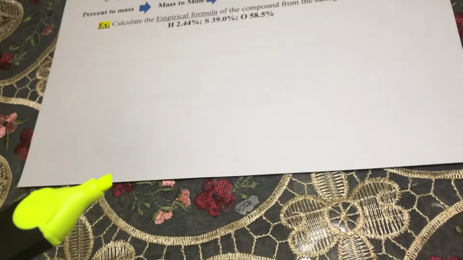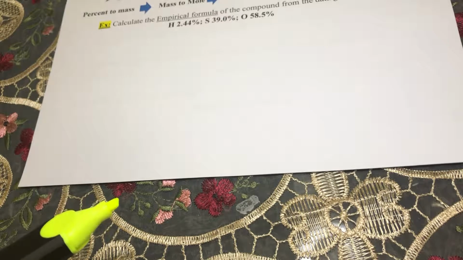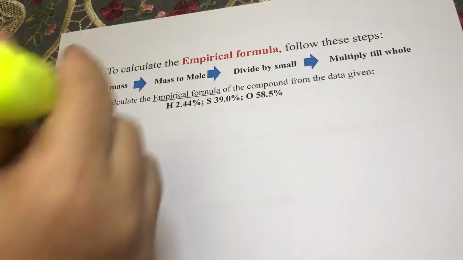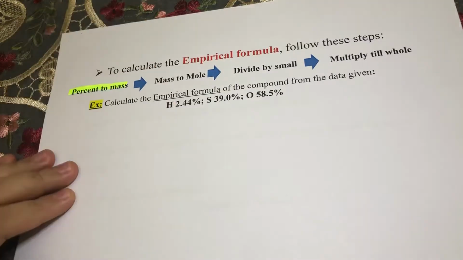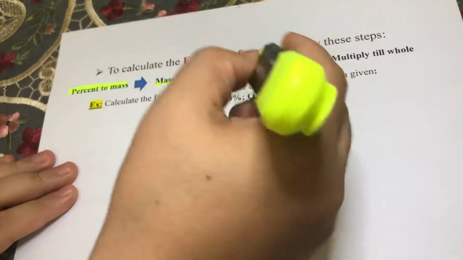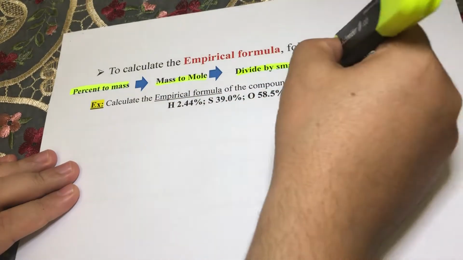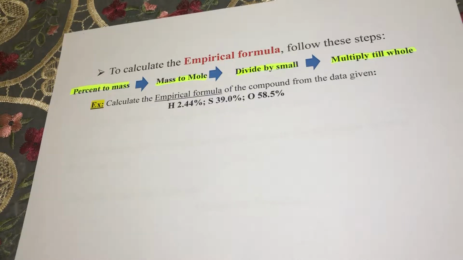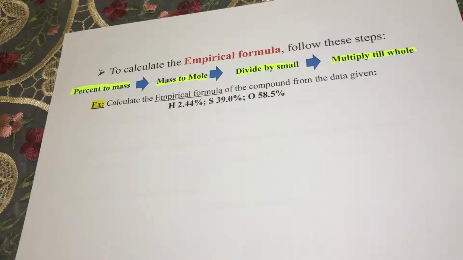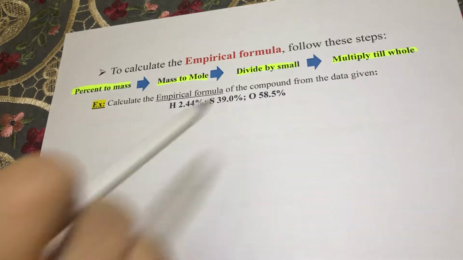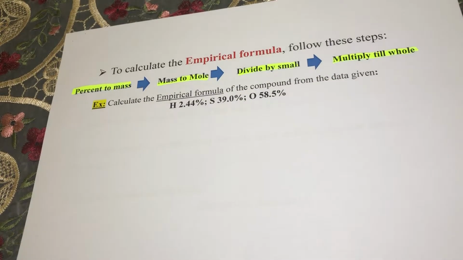To calculate any empirical formula, we should follow these steps. First of all, convert percent to mass. Second, mass to mole, divide by small, multiply till whole. So it's easy to memorize: percent to mass, mass to mole, divide by small, multiply till whole.